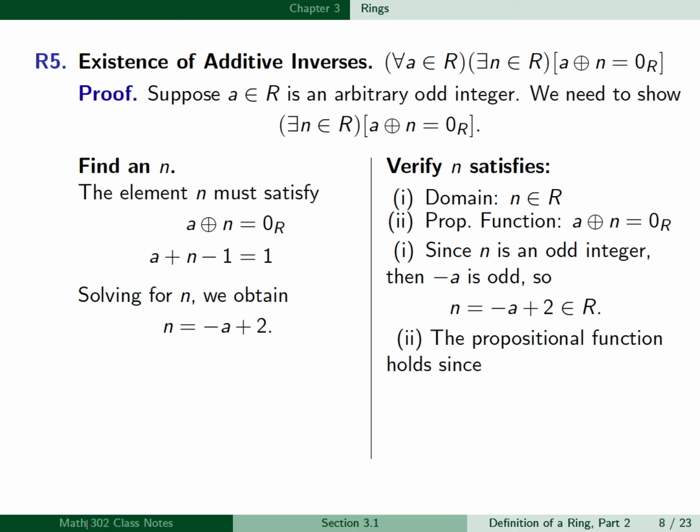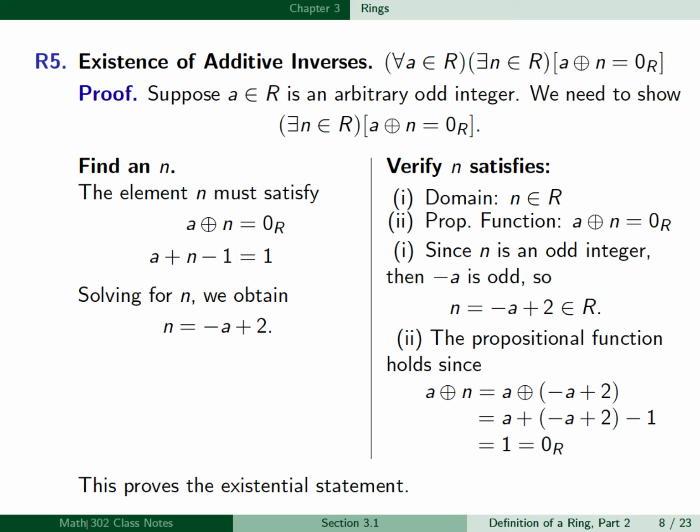The propositional function holds since a circle plus n is equal to a circle plus minus a plus 2, which is equal to a plus the quantity minus a plus 2 minus 1, and this works out to be 1, which is equal to our additive identity, 0 sub r. And this proves the existential statement, and therefore R5 holds.